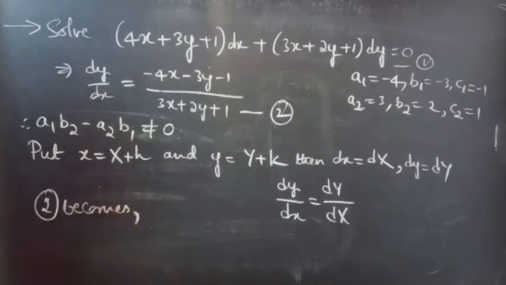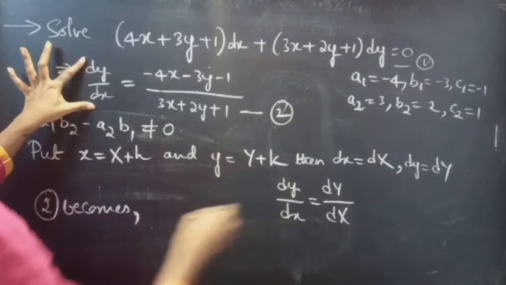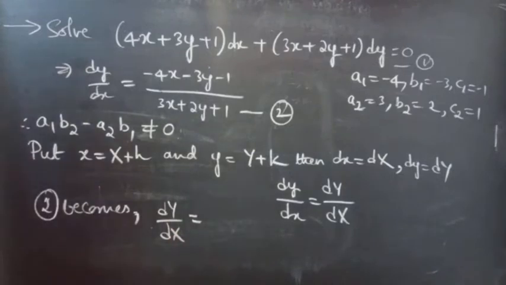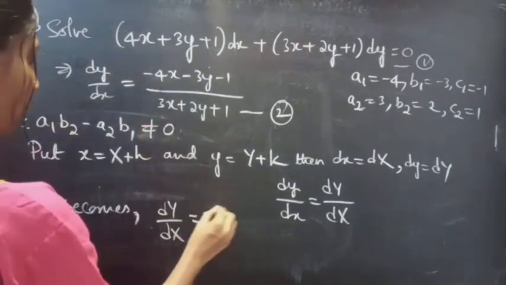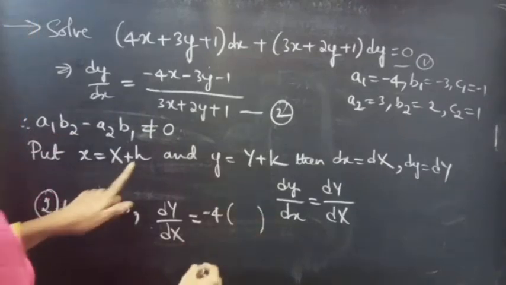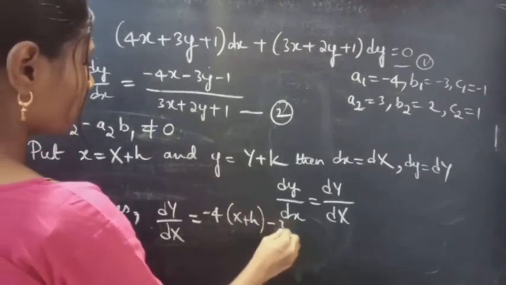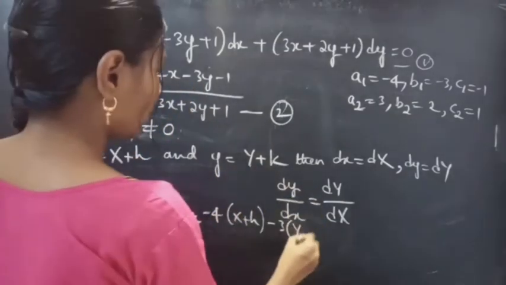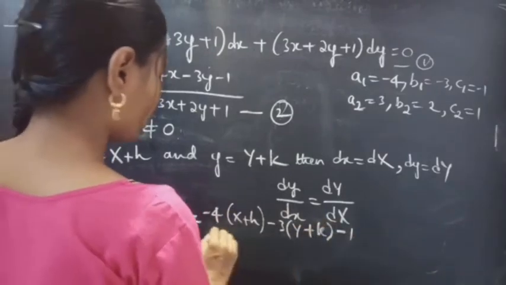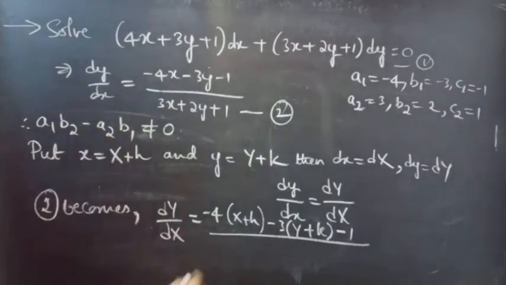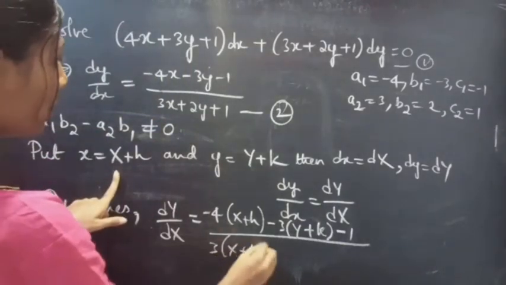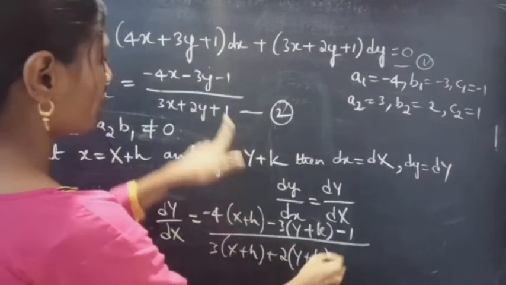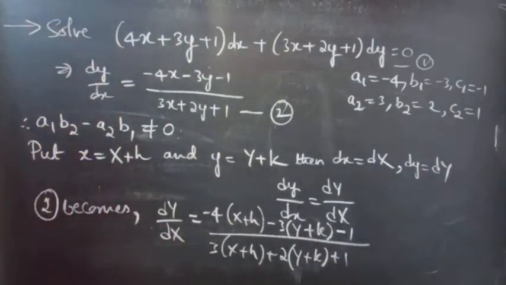dy by dx can be replaced by d capital Y by d capital X equals minus 4 into x, that is capital X plus h, minus 3 into y. Sorry, minus 3 into y. Replace y by capital Y plus k, minus 1, by 3 times capital X plus h plus 2y, plus 2 into capital Y plus k, plus 1. Right?